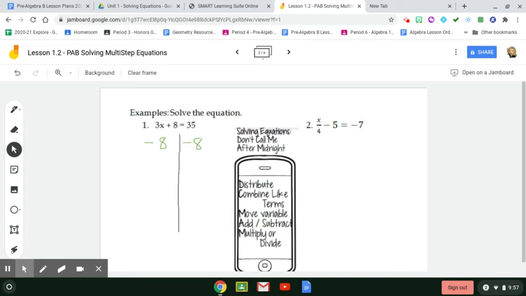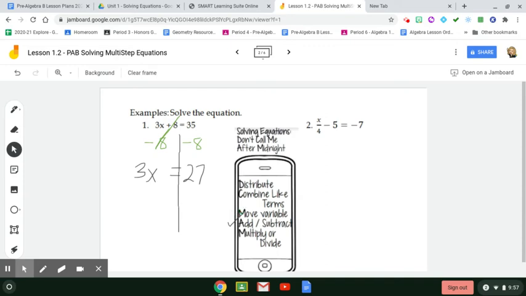All right, when you subtract 8 from both sides, remember this 8 goes away. And what do you have left? You have a 3x, so write down 3x. Write down your equal sign, and then what's 35 minus 8? It's going to give you 27. Okay, so we did this step right here on our checklist.